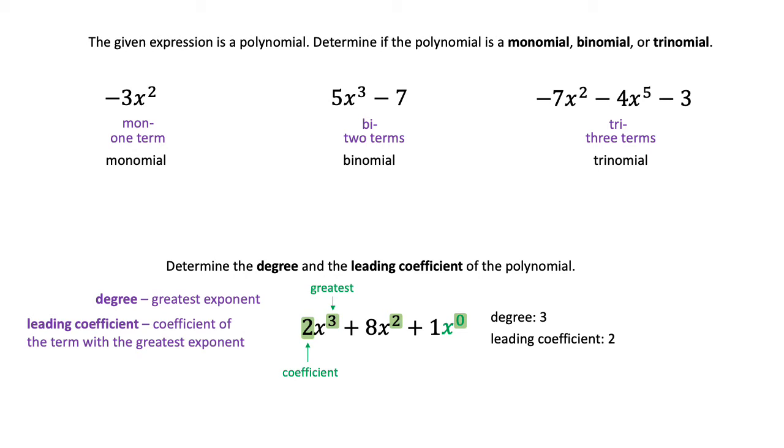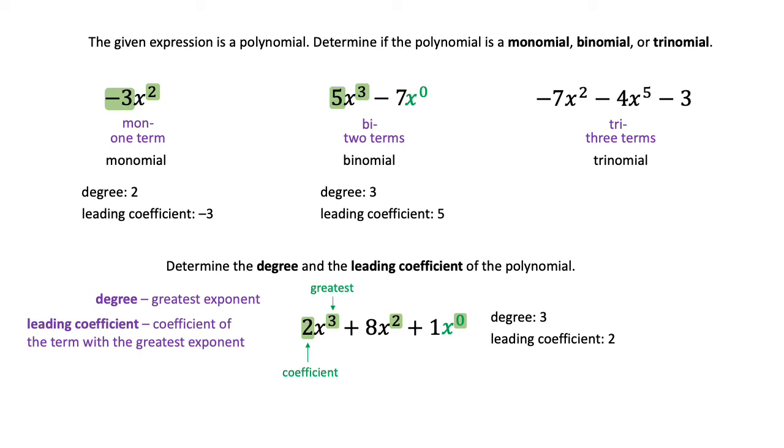Let's look at the polynomials at the top of the screen and determine what the degree and leading coefficient of those are. For the monomial, you have an exponent of 2 and that coefficient is negative 3. So you have a degree of 2 and a leading coefficient of negative 3. In the binomial, there is understood to be an x to the 0 power with the 7, but your greatest power is going to be 3, and your leading coefficient is going to be 5. So degree of 3, leading coefficient of 5.